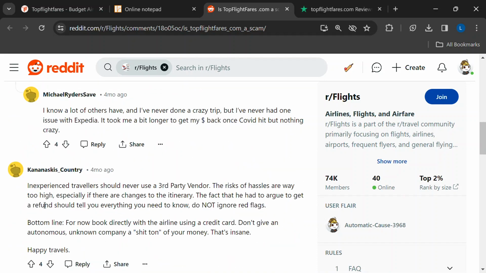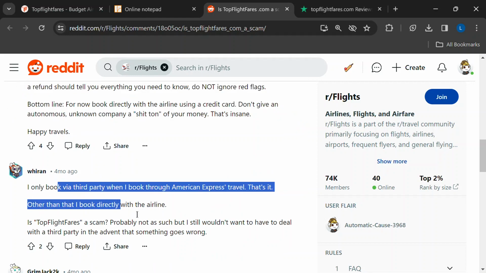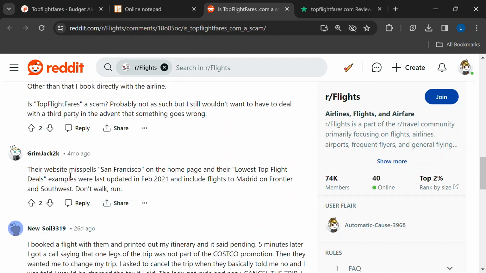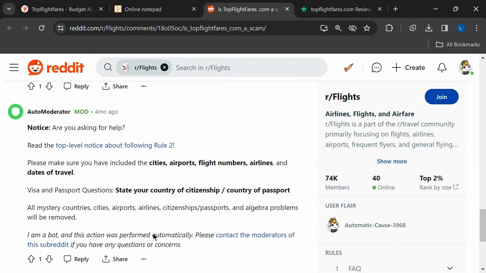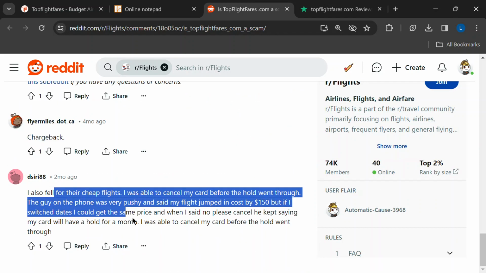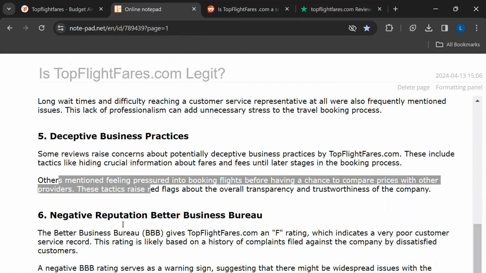Look, saving money on flights is great, but it shouldn't come at the cost of stress and hassle. Based on the reviews and the BBB rating, TopFlightFares seems like a risky choice. There are many reputable alternatives out there that can offer you a smoother and more trustworthy booking experience.